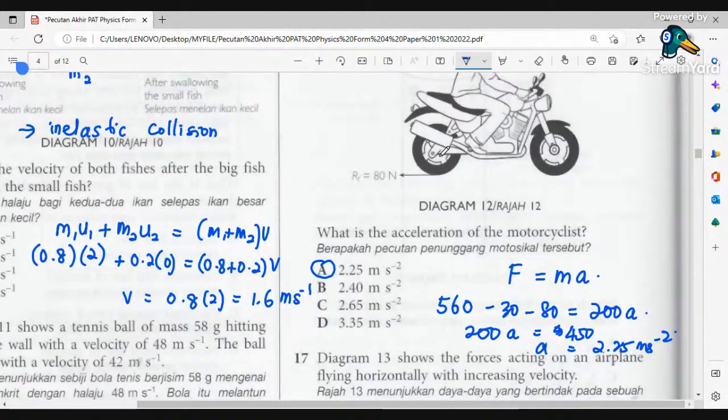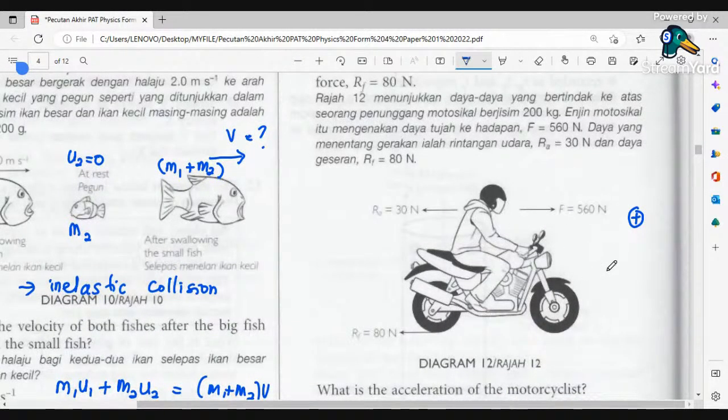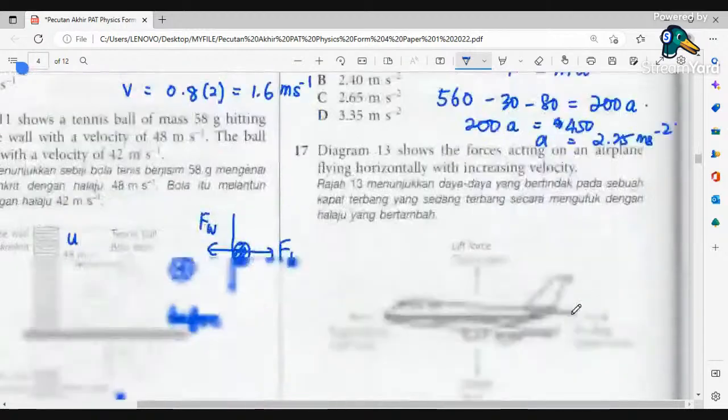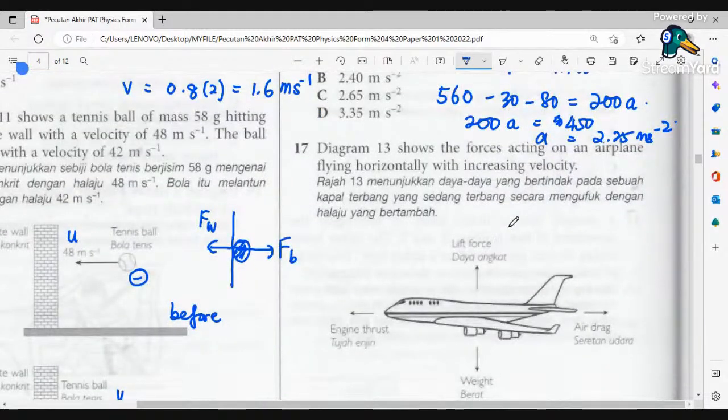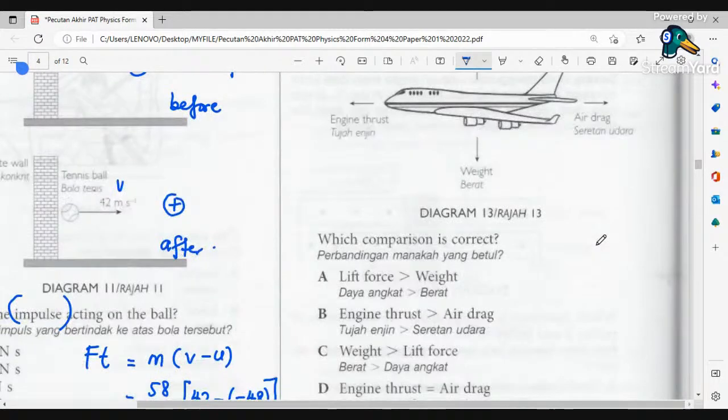Okay, so the force that caused acceleration is resultant force. Resultant force or net force. Means the force forward, you need to minus the friction, the air resistance. So you akan dapat acceleration. Okay, number 17, airplane flying horizontally, increasing velocity. Increasing velocity means accelerate. Which comparison is correct?